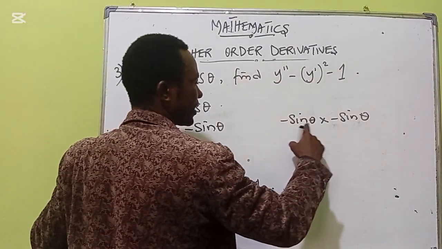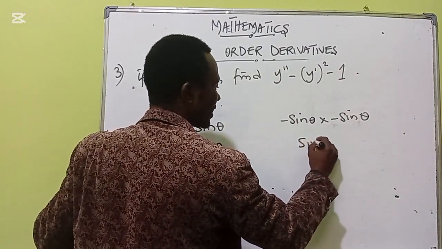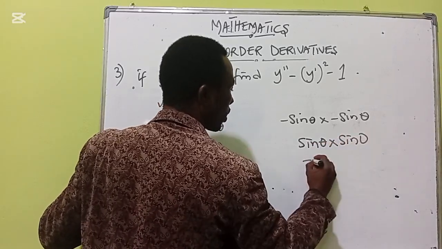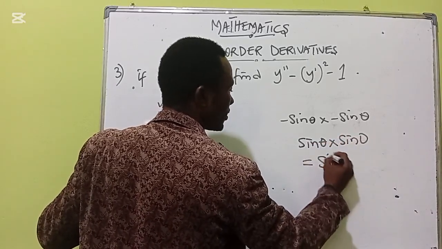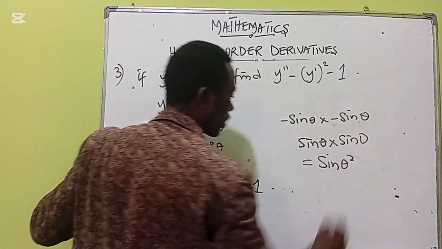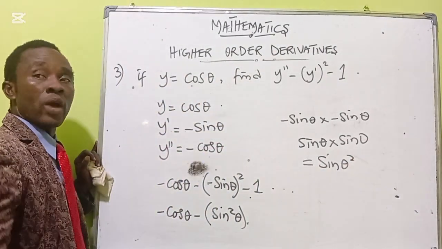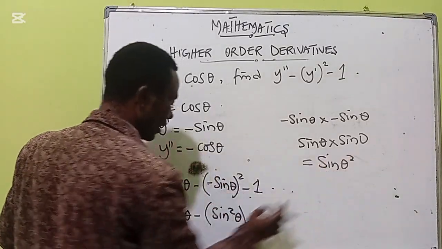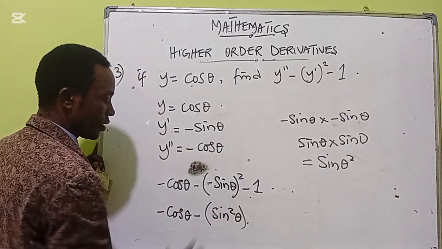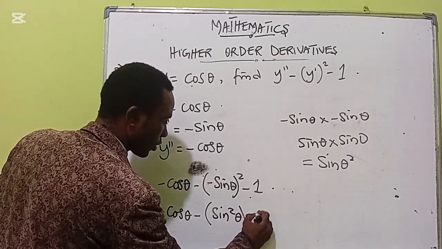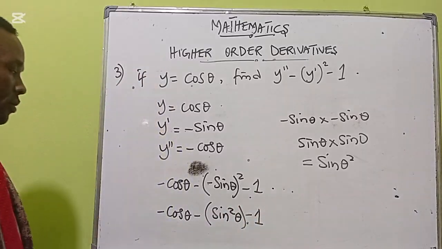Please, when you say sine theta multiplied by sine theta, don't go and say it's sine theta square. No, it is not sine theta square. That is not how we write it. The square will come before the theta. So it's sine square before the theta. Then you now have minus 1.